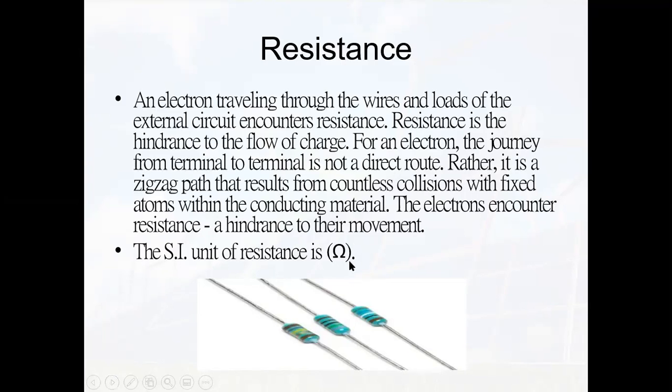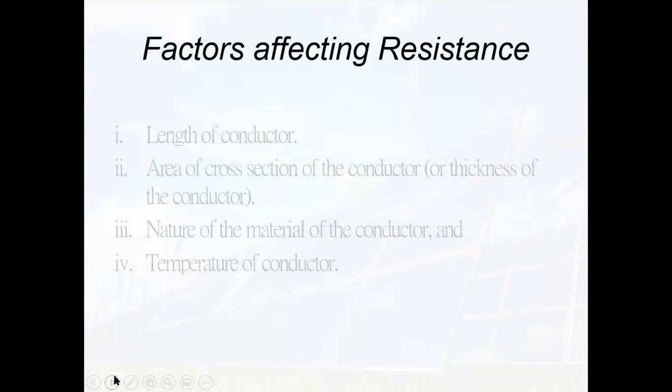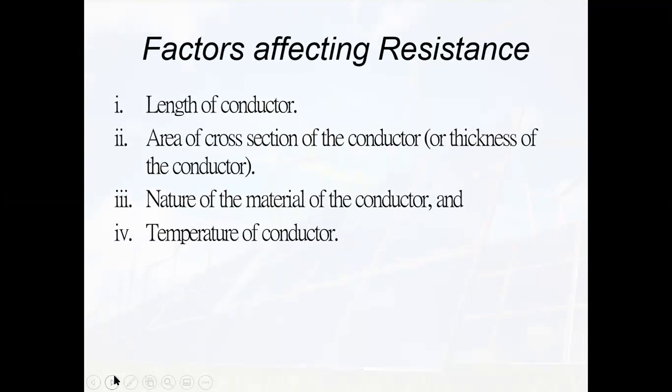The SI unit of resistance is ohm. This is the symbol of ohm. Factors affecting resistance: length of conductor, area of cross section of a conductor, as well as we can speak thickness of our conductor, nature of the material of the conductor, and the temperature of conductor.